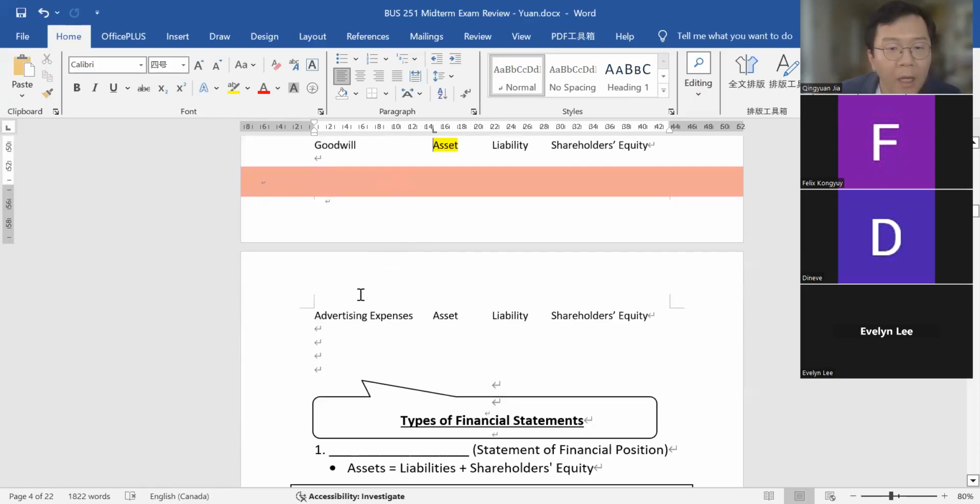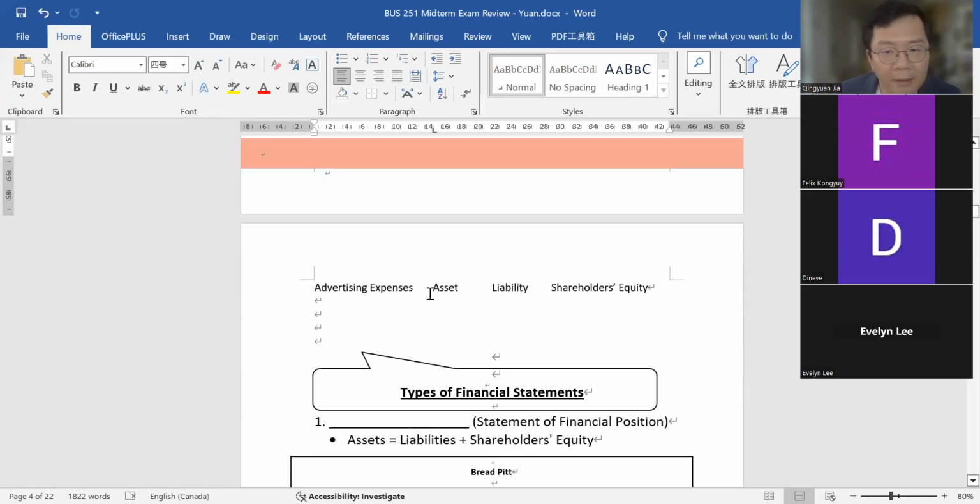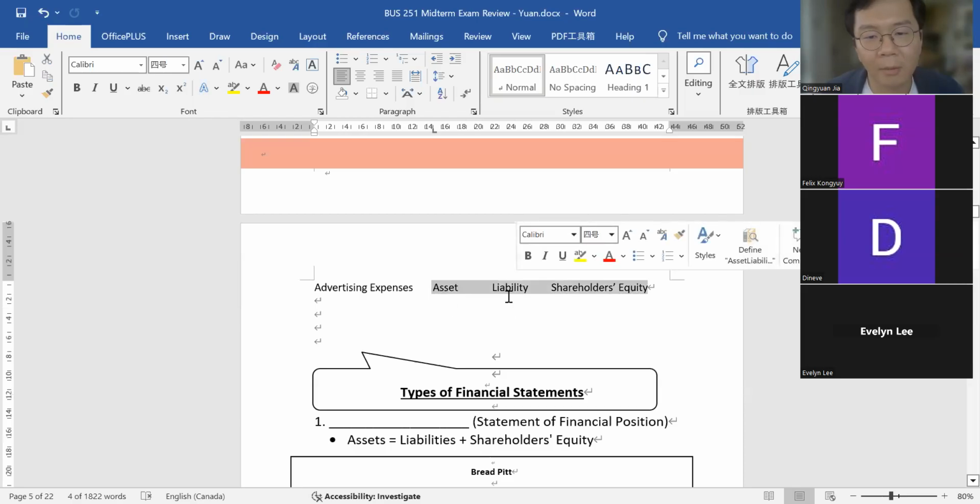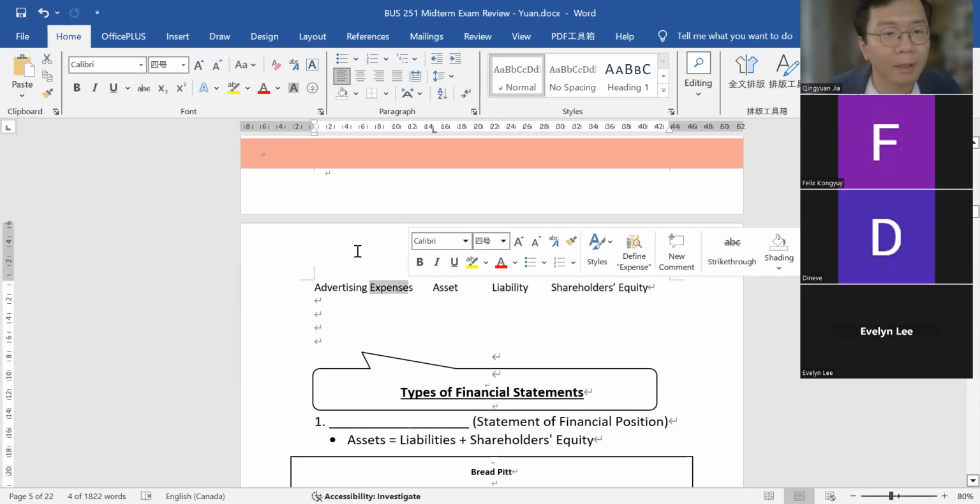And next one, advertising expenses. Which one does this belong to? So this is a bit tricky because advertising expenses is just expenses. It doesn't belong to assets, liability, or shareholders' equity. It's just expense. Yeah, that's it.